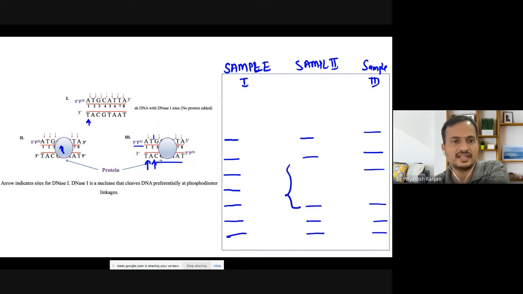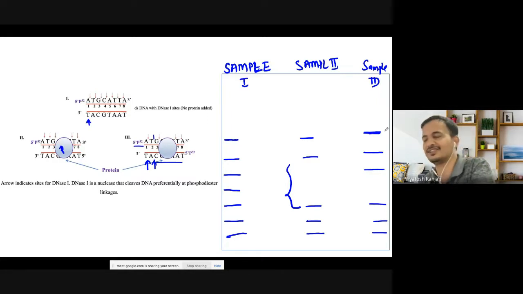So just like the case similar to the second, 1, 2, 3, 4, 5, the regions are not exposed, so there will be no cut, but the phosphodiester bond after the 6th nucleotide is exposed. So there will be a cut. So 1, 2, 3, 4, 5, 6. You'll see an intense band because one fragment is coming from the upper section and another fragment from the lower section, and you'll see an intense band. But since both of them are going to have a similar molecular weight, you will not be able to distinguish.